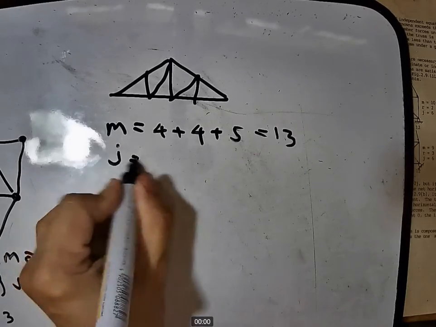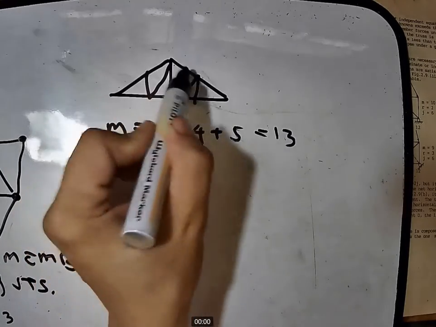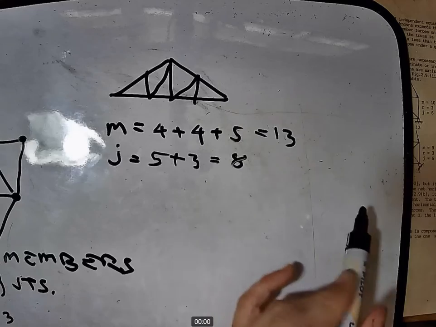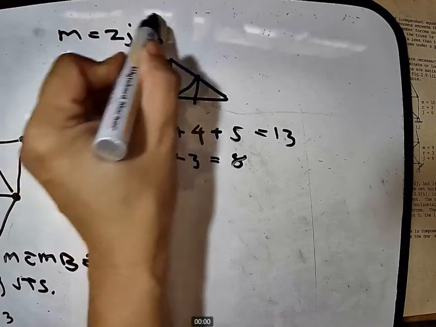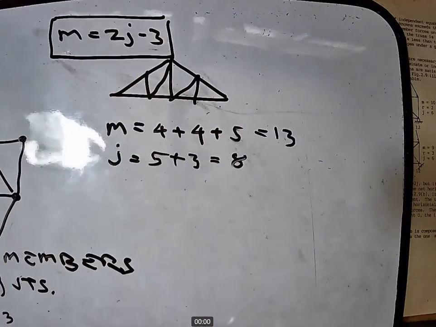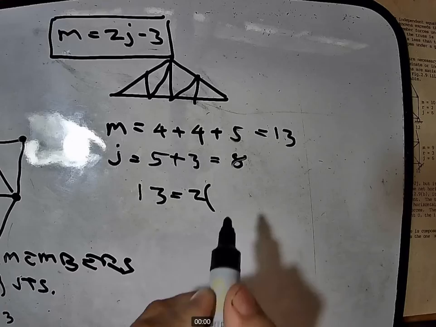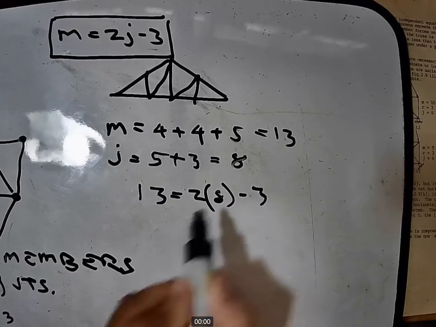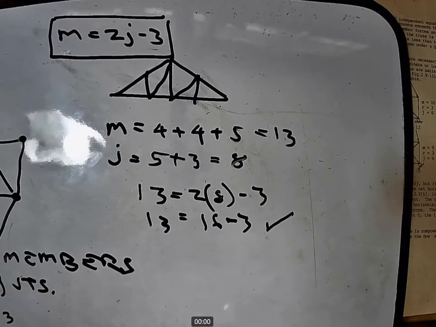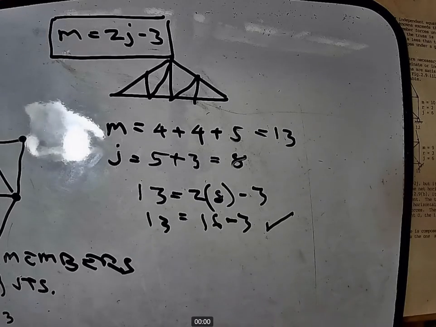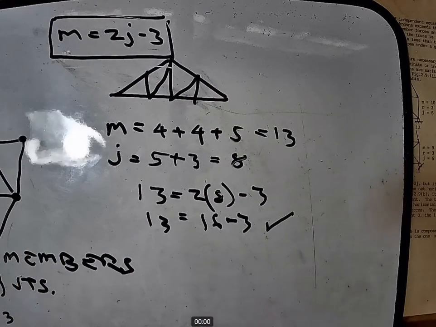Tapos yung number of joints naman. So, start tayo sa bottom chord, 1, 2, 3, 4, 5. Plus sa top chord, 1, 2, 3. You have 8. So, let's check again the equation na M is equal to 2J minus 3. Yan ang equation mo to qualify as a truss. So, 13 is equal to 2 times 8 minus 3. So, 16 minus 3 will give you 13. Okay, so it qualifies as a truss. Remember that this is your equation to qualify a structure as a truss.